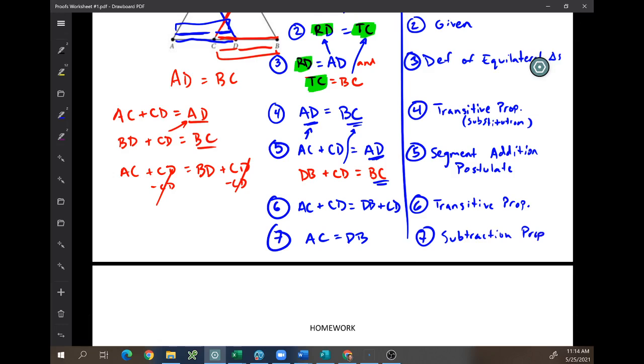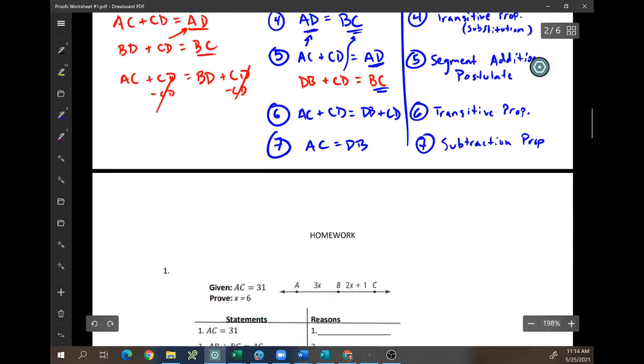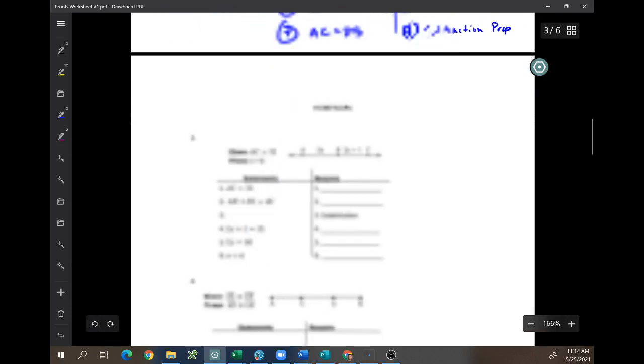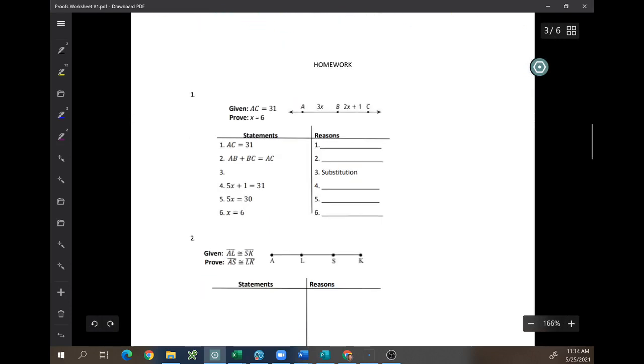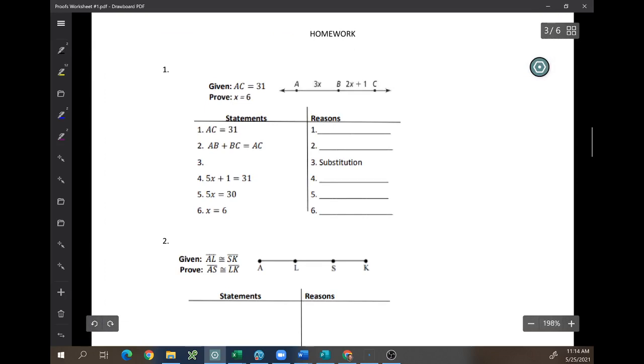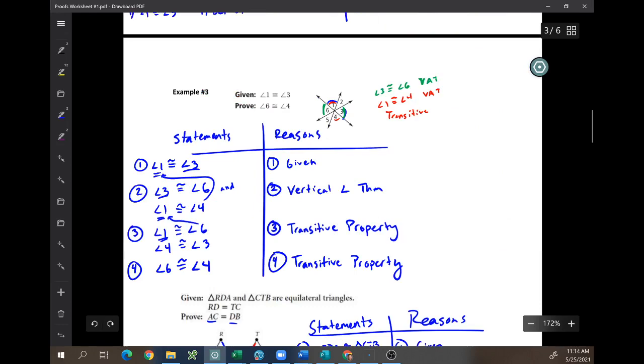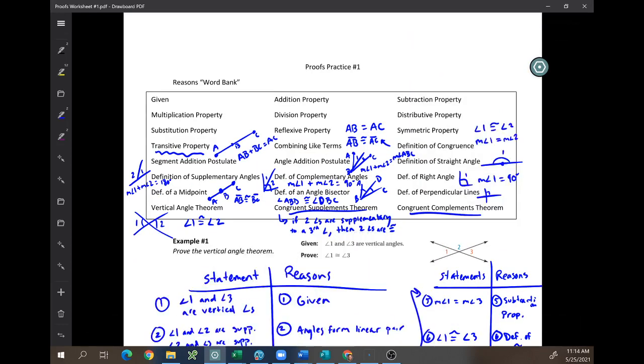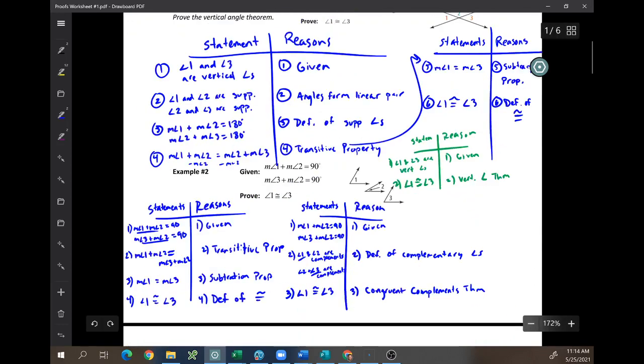So for homework, I know these are confusing. I definitely do tend to get confused sometimes. So on some of these, I did give you kind of a fill in the blanks. So like this first one, you're given AC is 31, the whole is 31. And then I'm kind of giving you different reasons. You'll have to fill in everything. All of your reasons will be in this word bank up here. So you're just going to take this word bank, and all the reasons should be up there for the most part.